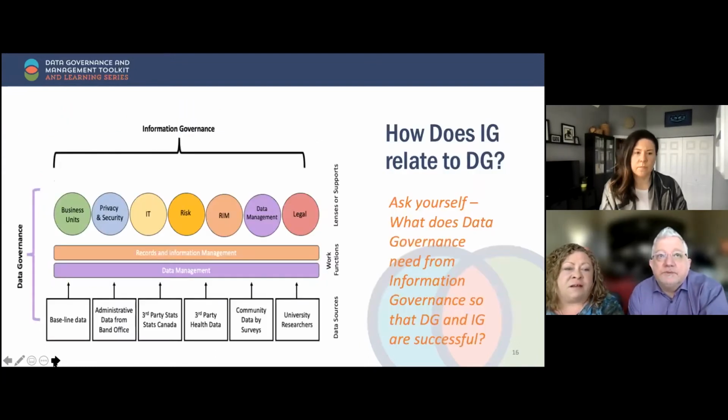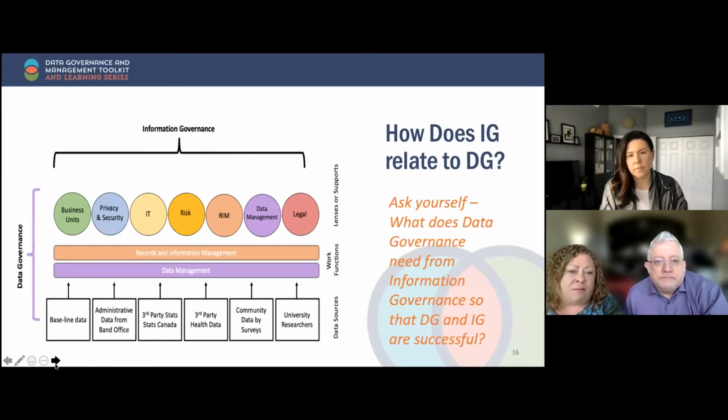This is a graphic that I designed when I was trying to think through how I could show you how information governance and data governance fit together. So the circles that you see mid-screen across, you'll see business units, privacy and security, IT, risk, RIM, data management, and legal. Those represent what we had in the customized information governance graphic.